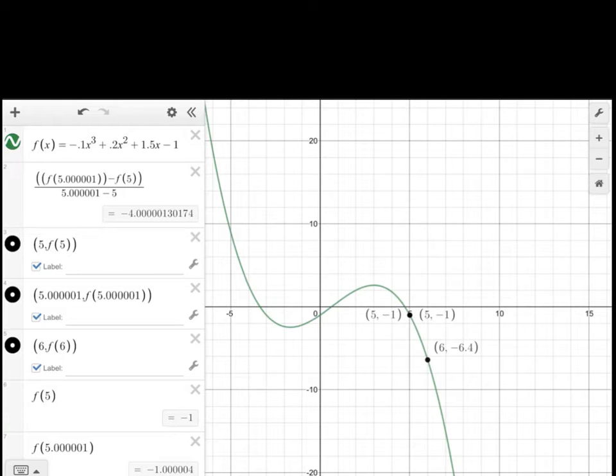All right, we're going to talk about average rate of change and instantaneous rate of change. We're going to start off with a polynomial function. I've got negative 0.1x cubed plus 0.2x squared plus 1.5x minus 1. If you're wondering why I use decimals, it's just to keep the graph nice and short. You can multiply all the coefficients by 10, and it'll give you the same concept anyways. All right, so first thing I want to find, let's say, is the average rate of change between x is 5 and x is 6.